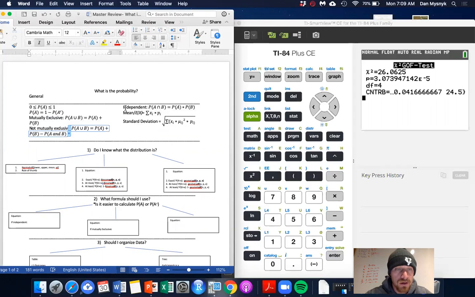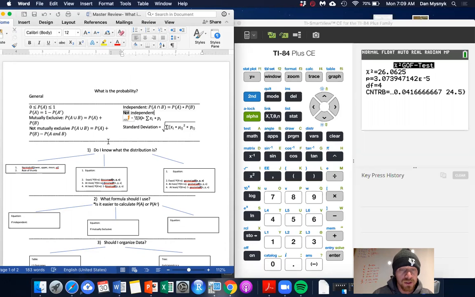If two things are independent, it means knowing the value of one does not affect the value of the other. If they're independent, you do probability of A times probability of B. If they're not independent, it becomes probability of A times probability of B given A. These formulas are on your formula sheet, which I will also attach to LMS.